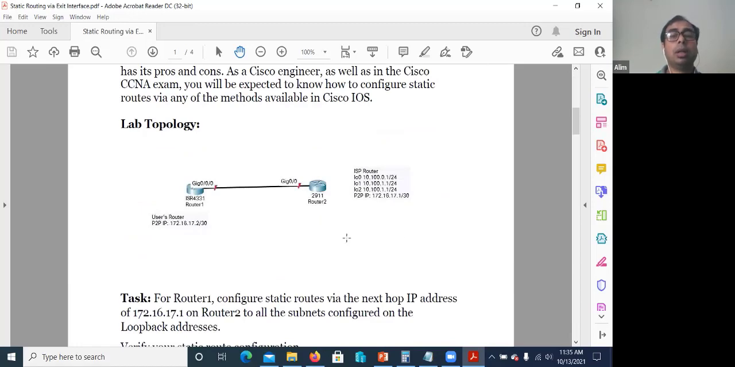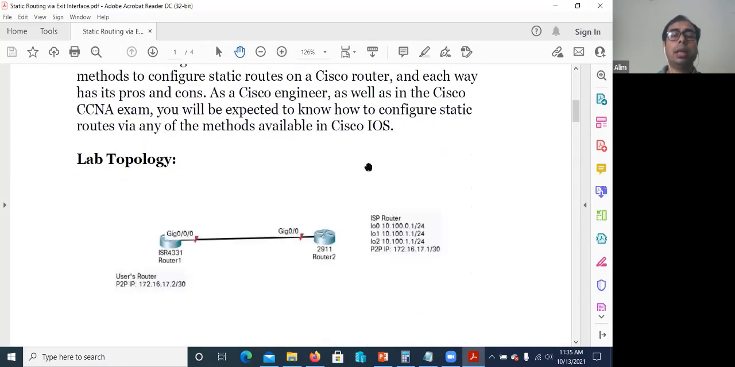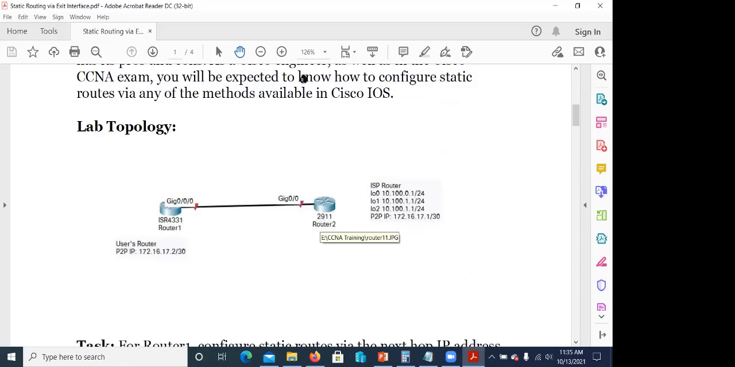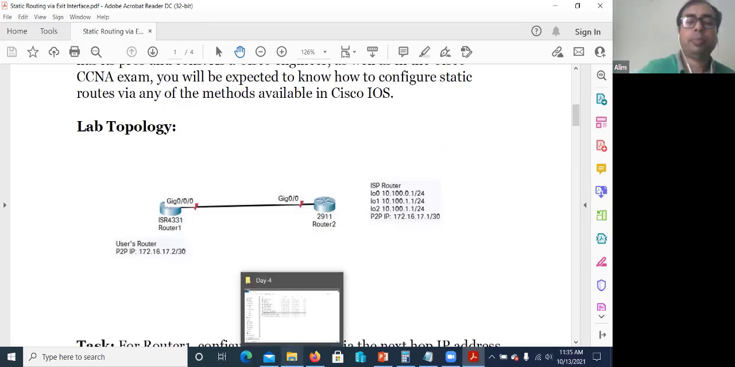At first, consider an ISP router. Can you see the figure clearly? Yes, sir, we can. Look at this. This is the ISP router. It is a 2911 model, for example. And the user's router, for example the user organization's router, is an ISR 4331. It is connected with a single link.